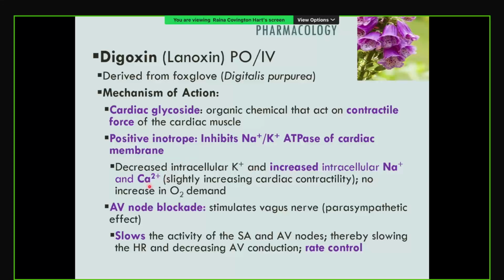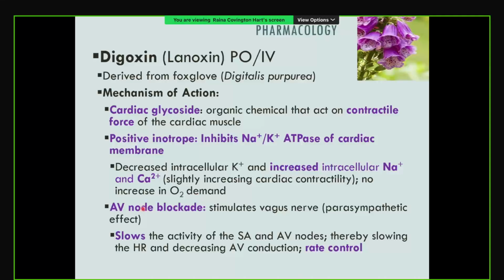Now what you see is I also have more calcium inside. With more calcium inside, when we think about calcium, it makes us strong. So now I can squeeze more because I have more calcium intracellularly to squeeze. That is my mechanism of dig in my brain. I kept the calcium inside to myself, and now I can squeeze. I can contract harder. So that's what you see, slightly increasing the cardiac contractility, no increase in my O2 demand. Meaning I'm not having to breathe more rapidly. It's not doing anything in that regard, but it is helping my heart beat a lot better.